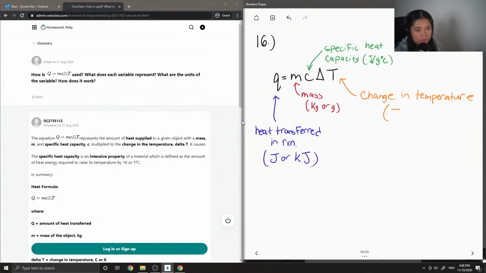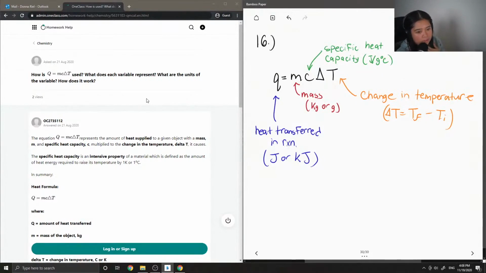So delta T can also be written as delta T equals T final minus T initial. So a question might give you the temperature at the beginning of the reaction and the temperature at the end. So the difference between the two would just be the change in temperature.